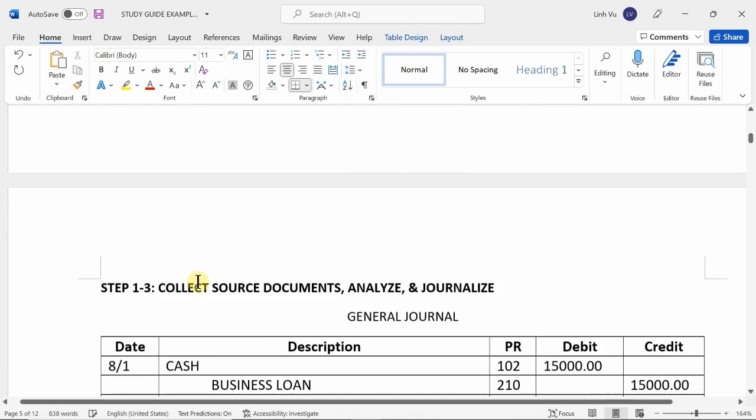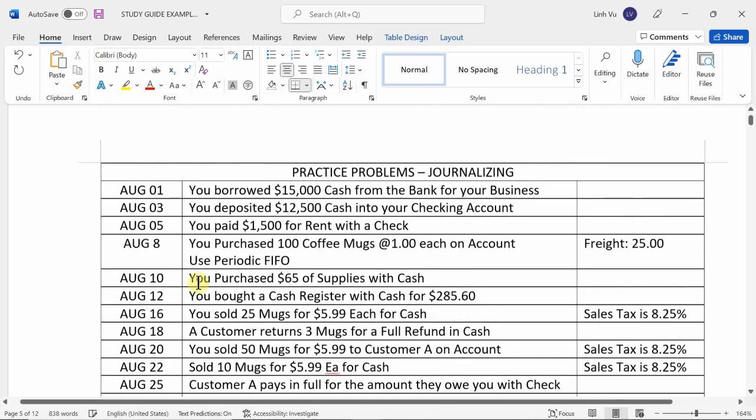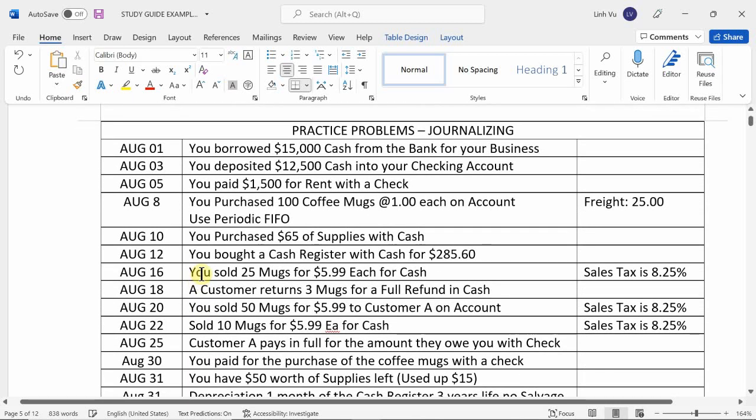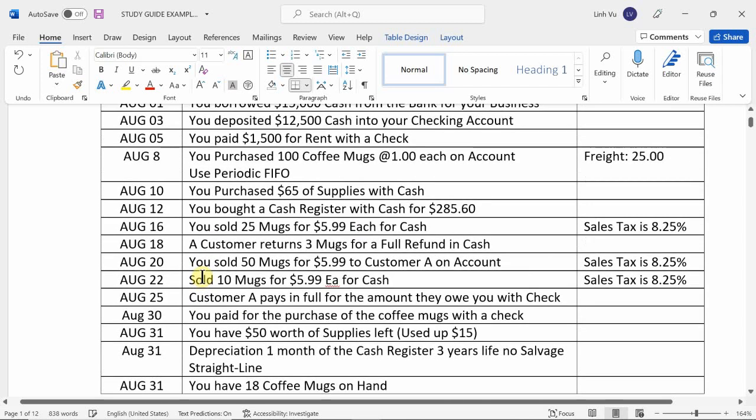Okay, let's see what's next. August 16, you end up selling 25 mugs for $5.99 each for cash. And you charge sales tax of 8.25%. So in this case, you sold 25 mugs for $5.99 each for cash, and you charge sales tax of 8.25%.